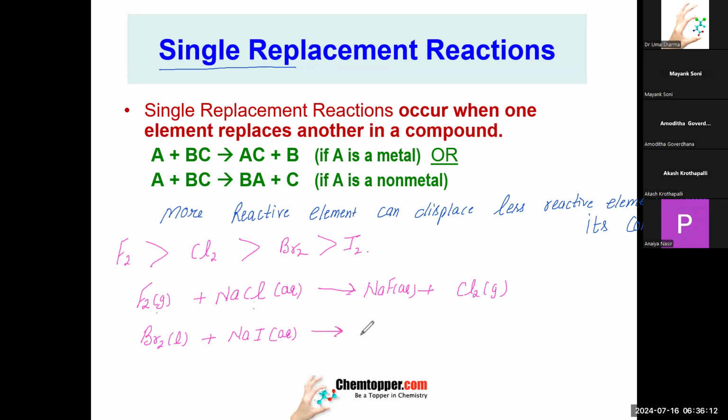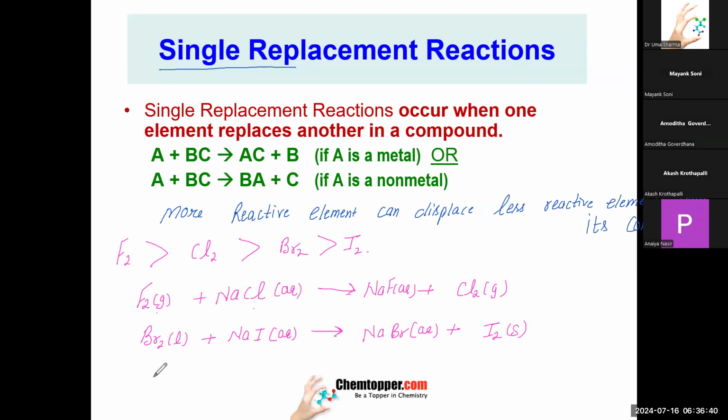What is formed? NaBr aqueous and I2 solid. I2 is solid. Remember, IMF increases down the group. They all are non-polar. They all have LDFs. And LDFs increase with the increase in size and molar mass.